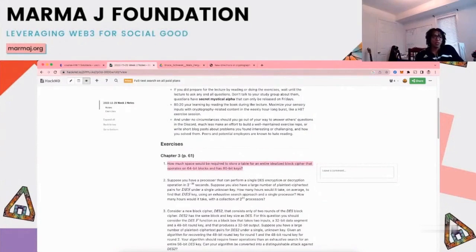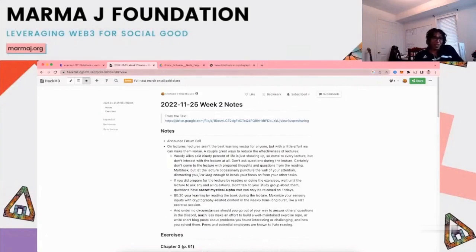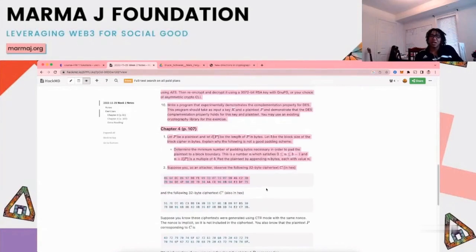But anyways, I guess if you wanted to store the table, you would need to have one entry for every key. So you have 80-bit keys, so you need an entry for every single one, 2 to the 80 keys, I guess. And then it operates on 64-bit blocks, so I guess you need 2 to the 64 by 2 to the 80 in a table? See, I haven't done the math myself, so I have not actually answered these questions. I just have the directions, and over the weekend I'll be trying to answer these questions myself personally.